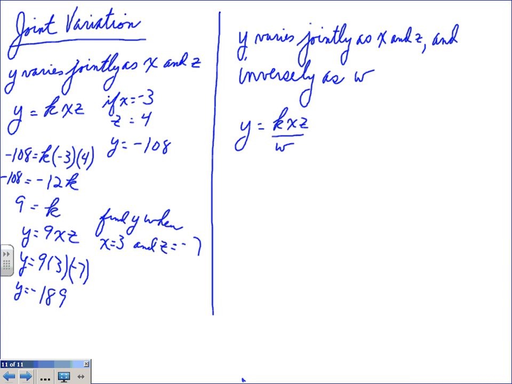And the same process we've had before. They're going to give you values for x, z, w, and y in order to find the constant. And then use that equation to find the missing variable y. Okay? Is that clear? All right. And basically that's what this first section is about.